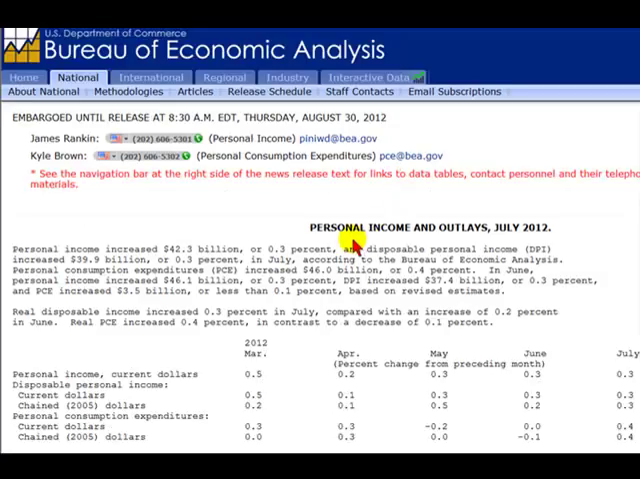So you see, the Personal Income and Outlays Report produced by the Bureau of Economic Analysis is a very useful tool in gauging the health of an economy.